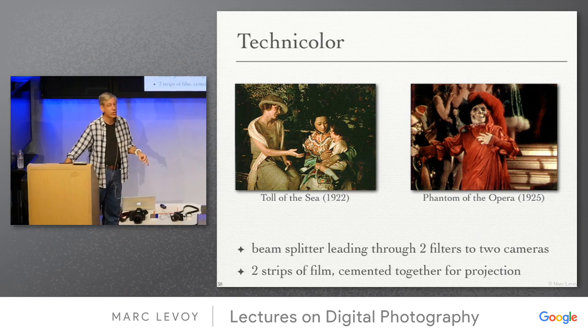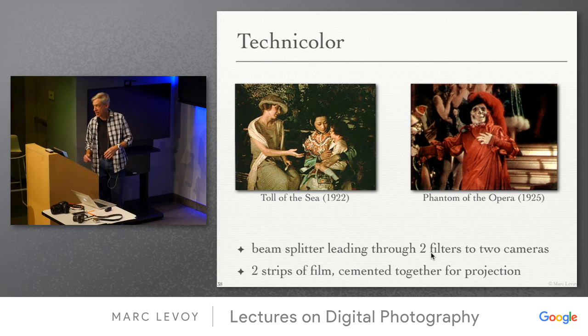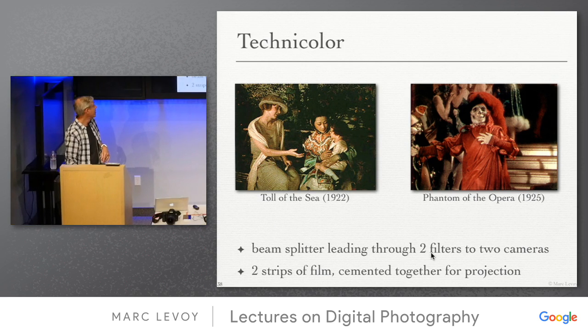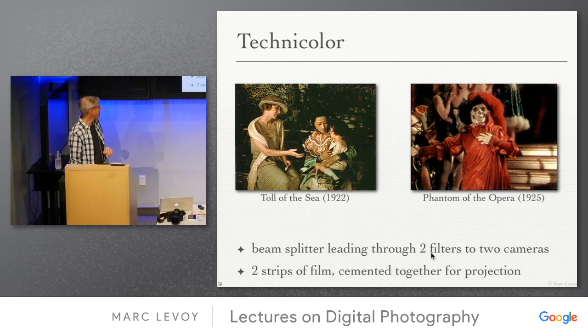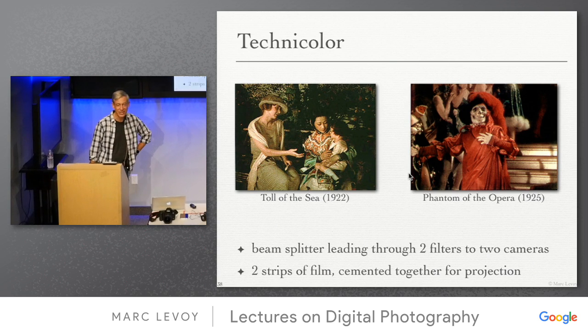Technicolor was initially just two colors. So it's a beam splitter leading to two filters. So that's simultaneous capture, not sequential capture like the previous technologies that I showed. And it's two strips of film that you would then cement together and run through a projector. And what's interesting is that it almost seems to you as if it's full color. You don't immediately say, oh, where is blue? It actually looks kind of natural.